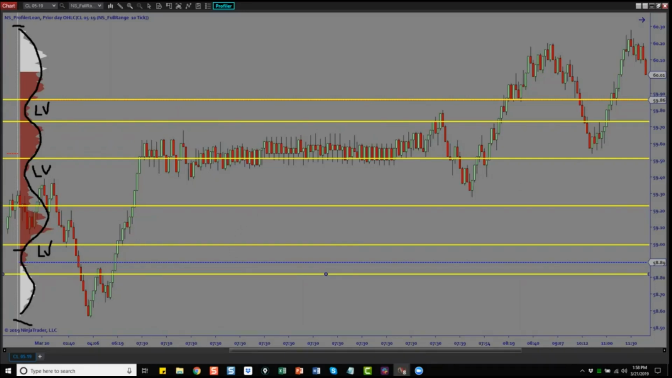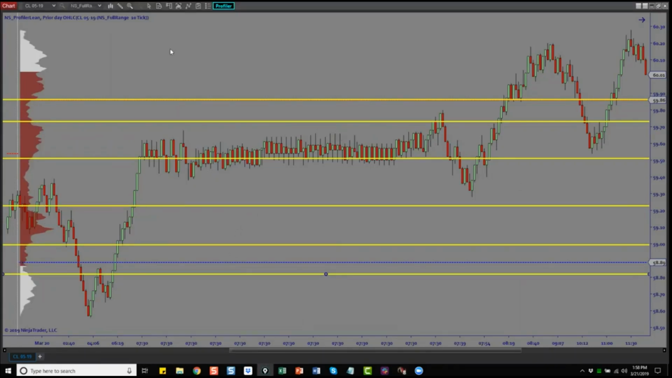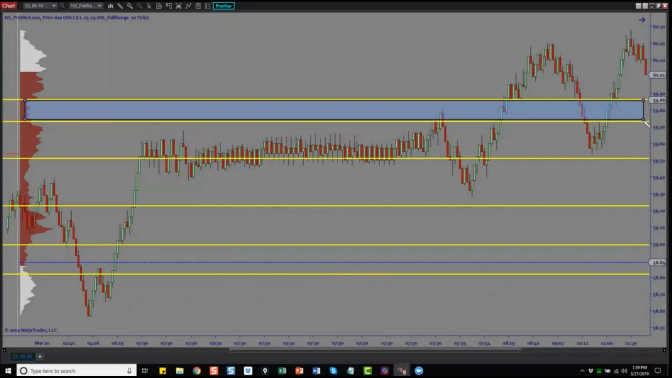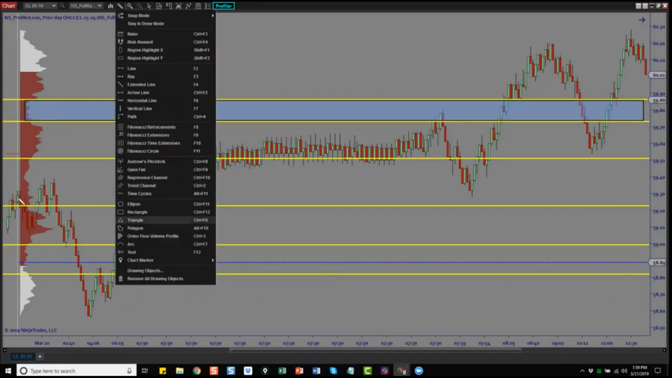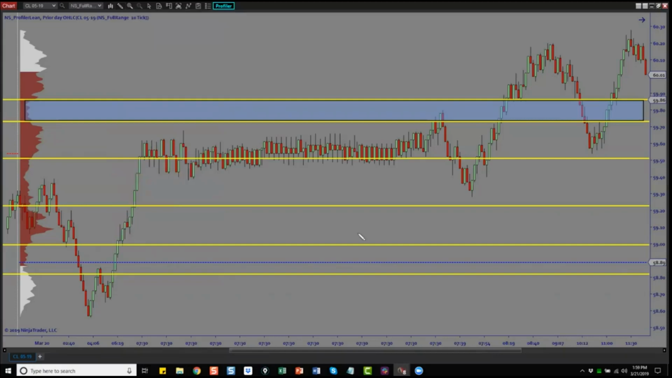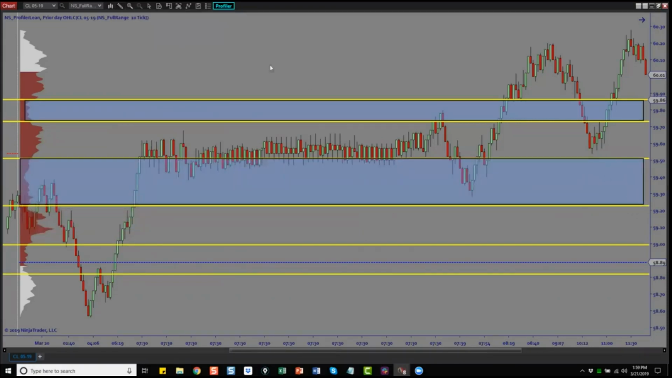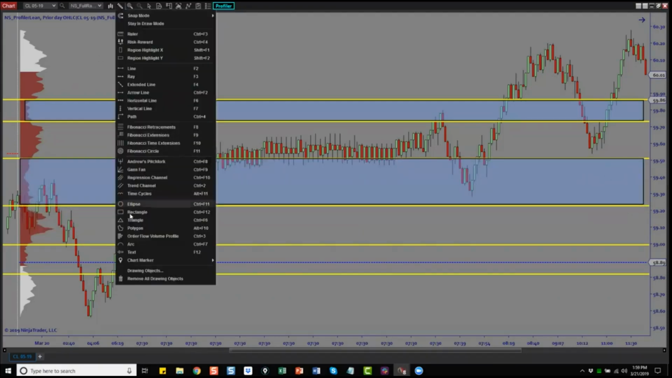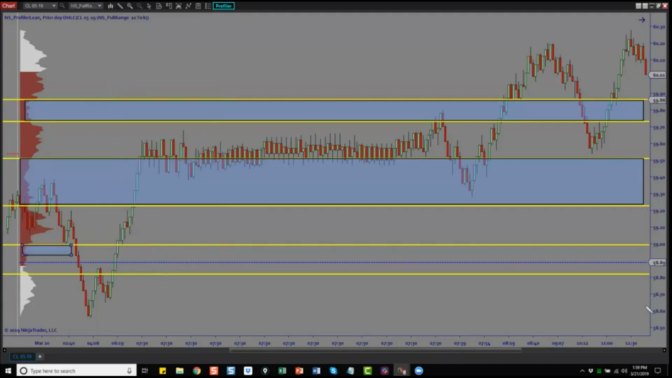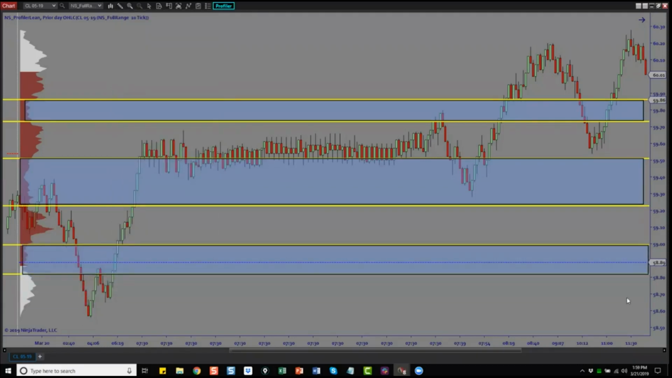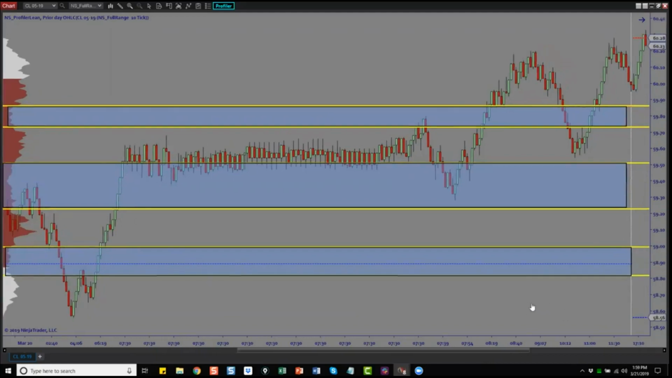Okay. Does everybody understand why I'm doing this? I want to show you what to expect the next day. So today, this is yesterday's price action. I'm going to just draw this out. Let's go through it.